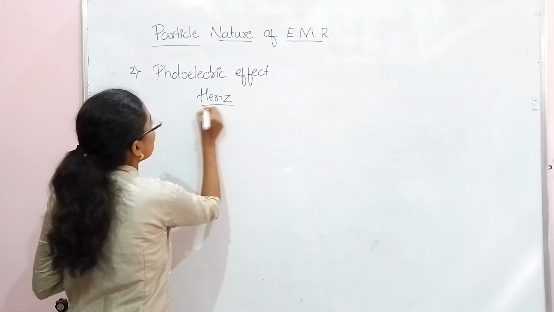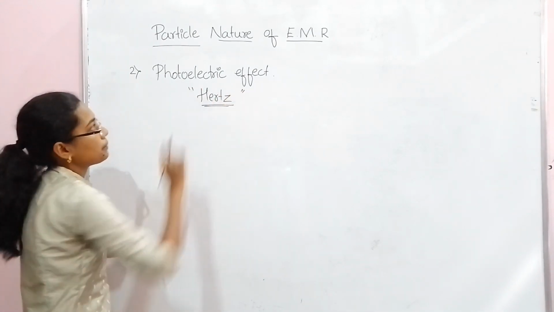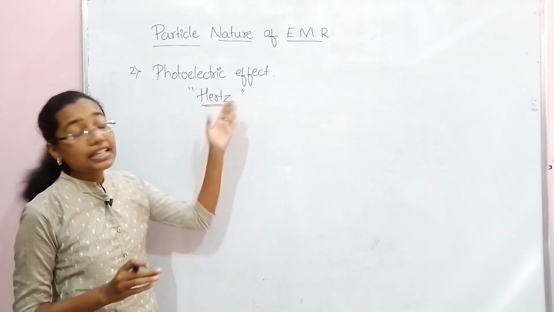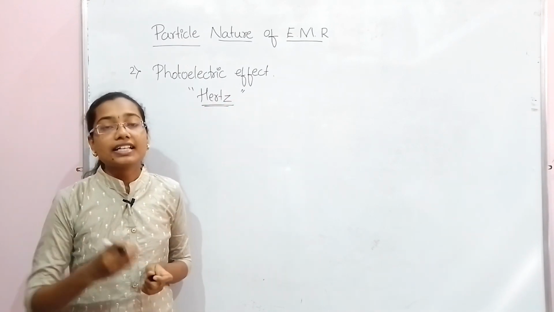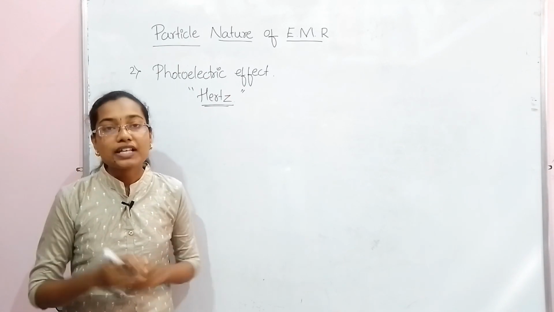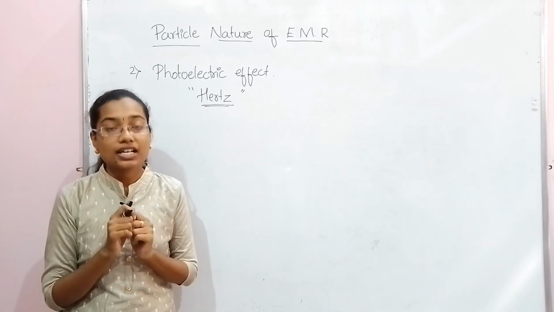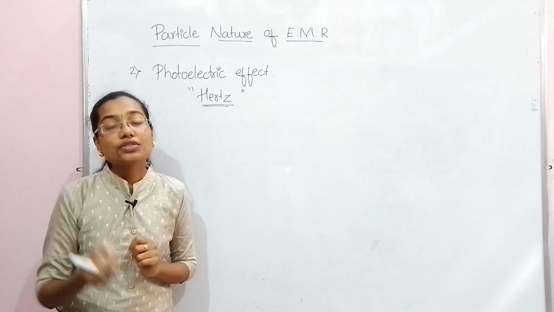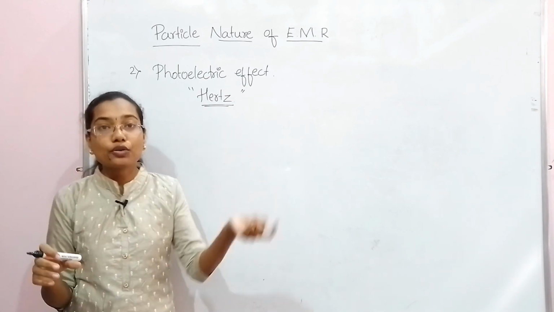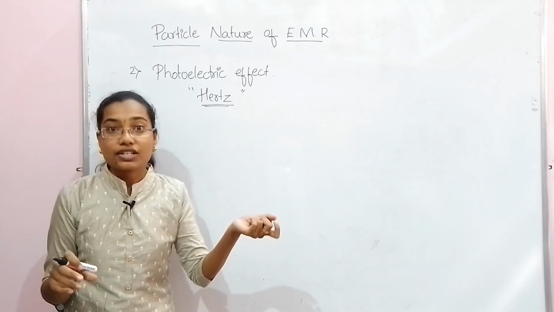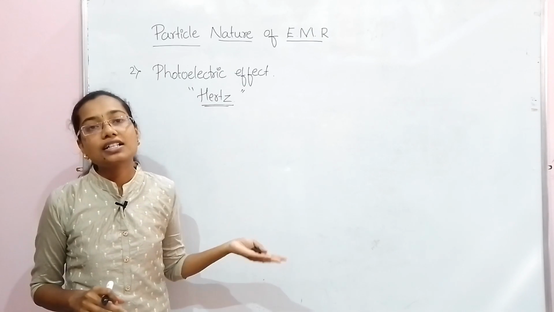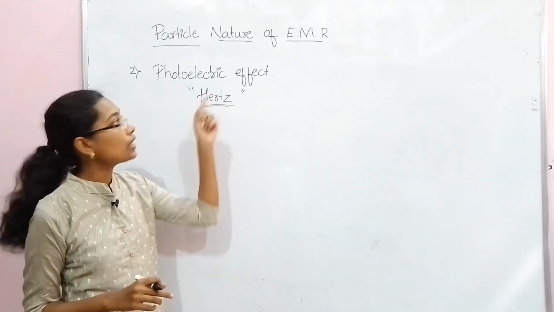He did this photoelectric effect experiment. What happens in the photoelectric effect? Emission or ejection of electrons takes place from the metal surface, whenever that metal is exposed to radiations or a light beam. The process of emission of electrons from the metal surface is known as the photoelectric effect.